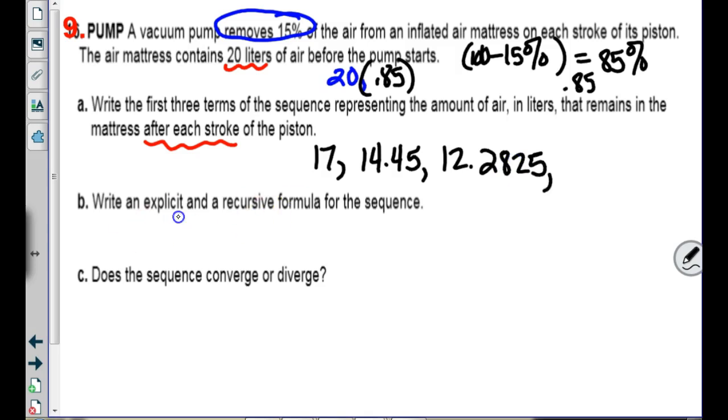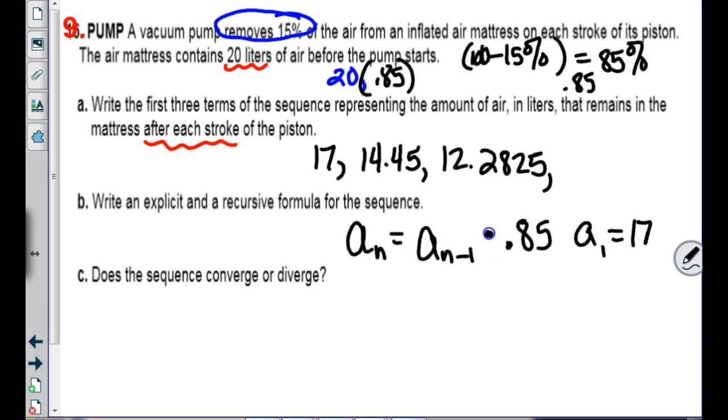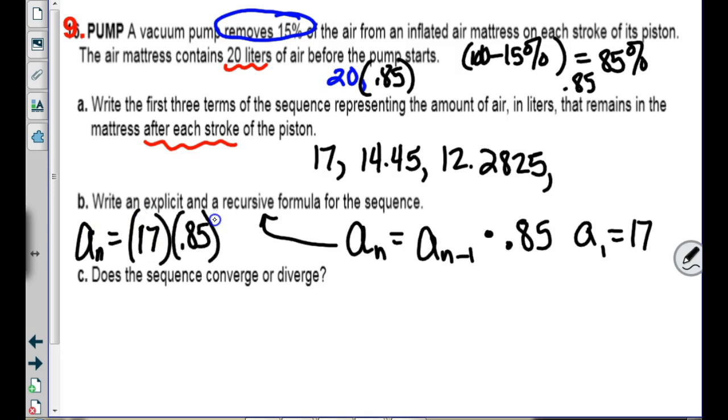Okay. Write an explicit and recursive formula. Okay, so the first term is the previous term times 0.85, where the first term was 17. Or we could have said where a sub 0 is 20. Is that explicit or recursive? Yes. The explicit we'd have a little more trouble with, except that we've already done geometric sequences. So you could have said, I'm going to start at 17 and I'm going to multiply by 0.85 and minus 1 times.